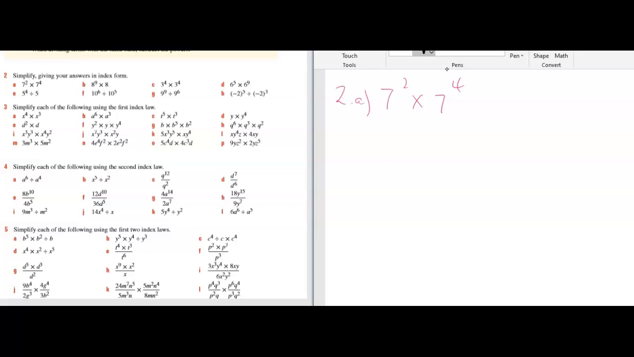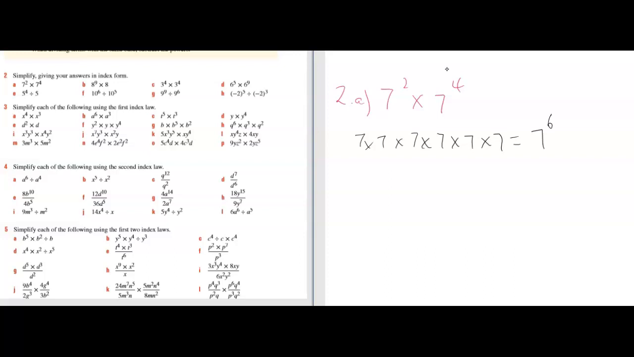Oh, okay. So here we've got 7 squared times 7 to the power of 4. You don't have to expand that, but if you wanted to, that's 7 times 7, and then we've got 7 to the power of 4, so that's 7 times 7 times 7 times 7. So basically, how many 7s do we have? We've got 1, 2, 3, 4, 5, 6. So it's 7 to the power of 6.